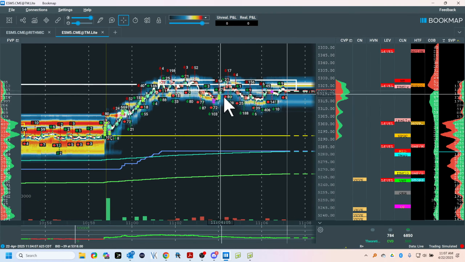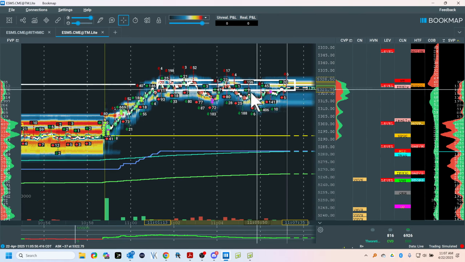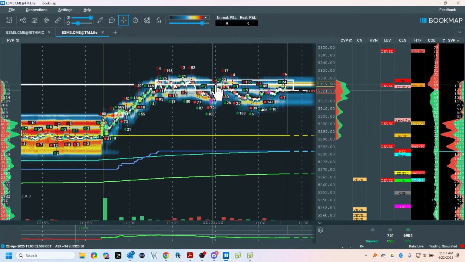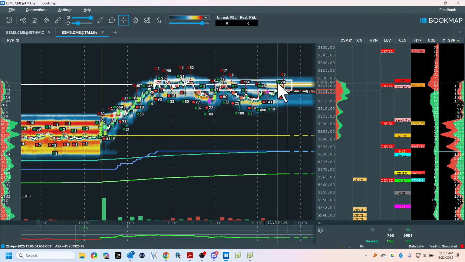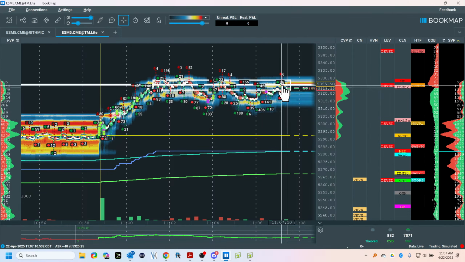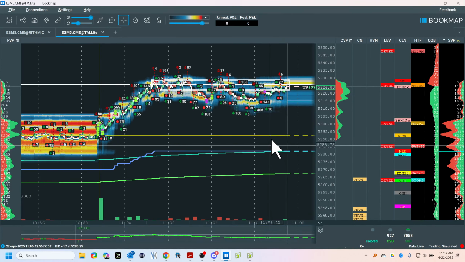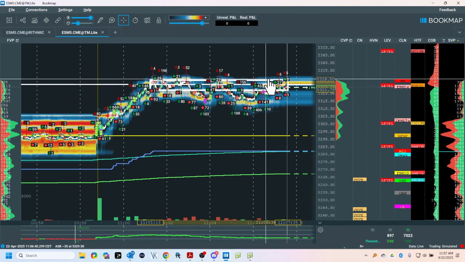But here's what I know right here. Sellers took control in this auction. I know that these sellers are active here. So I know the possibility, and this is not a recommendation, this would be counter trend, right, is to rotate back here. But it's not a trade that is qualified for me. Under different conditions, this would be a short.